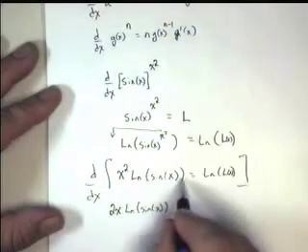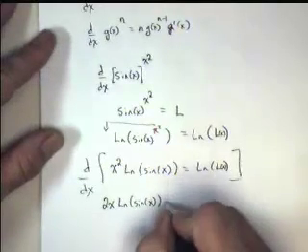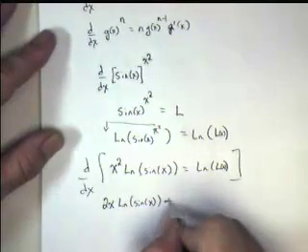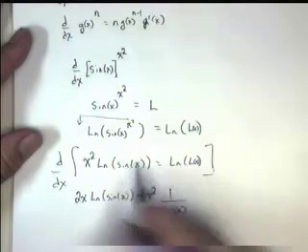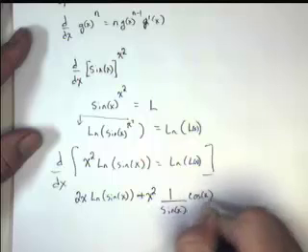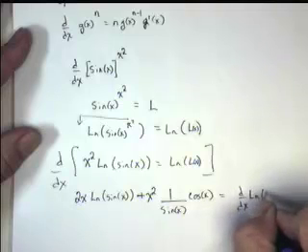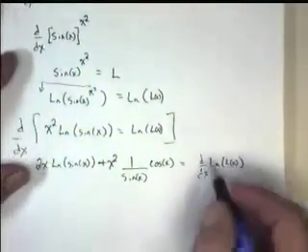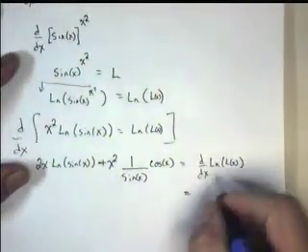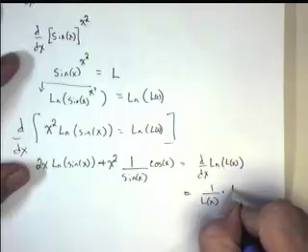And again, we have to be careful because it's only defined when the sine is positive. 2x times the natural log of the sine of x, plus x squared times the derivative of the natural log of sine of x, which is 1 over sine of x times the derivative of sine of x, which is cosine of x. And that's equal to the derivative of the natural log of L of x. We have to use the chain rule on this side as well. When we do, we get 1 over L of x times L prime of x.